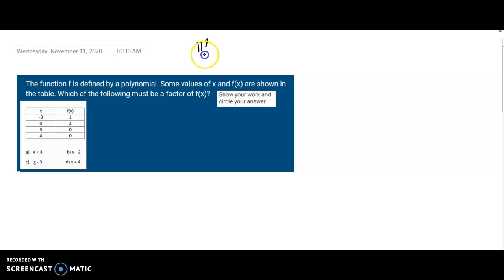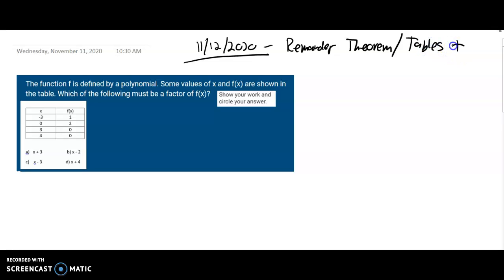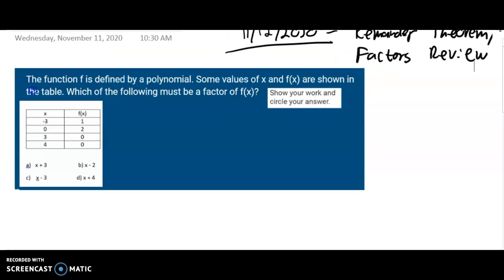Today is Thursday, November the 12th, and our topic is remainder theorem slash tables and factors review. So, two review topics today. Great. Let's dive into our first example.